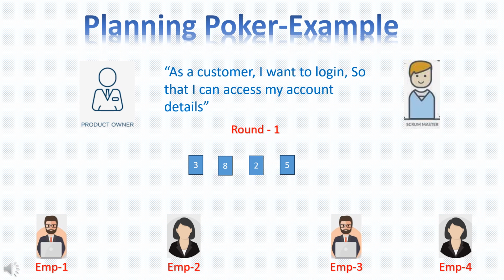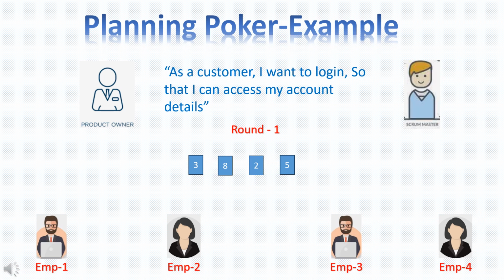So let's review an example of planning poker. This begins with the product owner reading the user story, and then the team members provide their estimates using the planning poker cards. A user story like: as an insurance agent, I want to create a FAQ so that I can share it with the customers. In round one, the four team members come up with 3, 8, 2, 5. So notice there are a couple of outliers. One team member said 8 and another team member said 2.